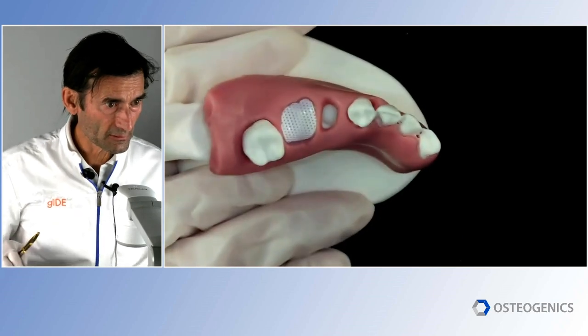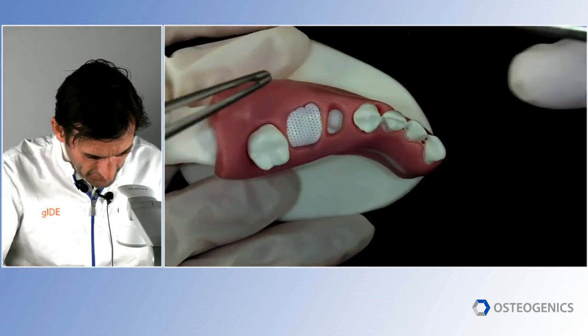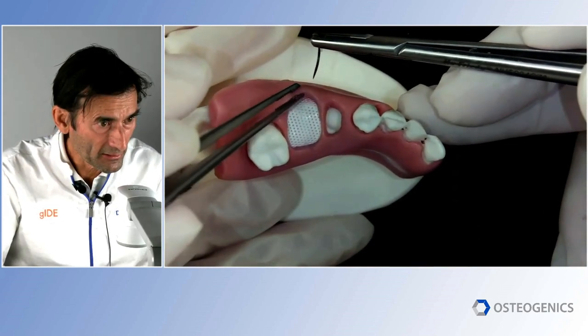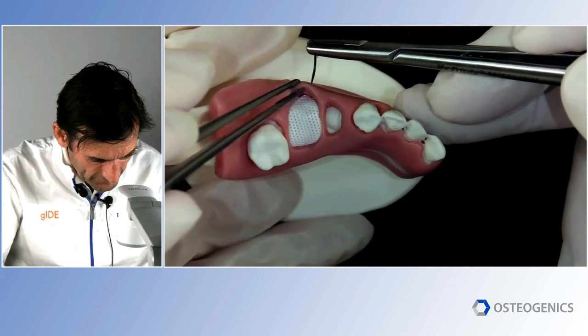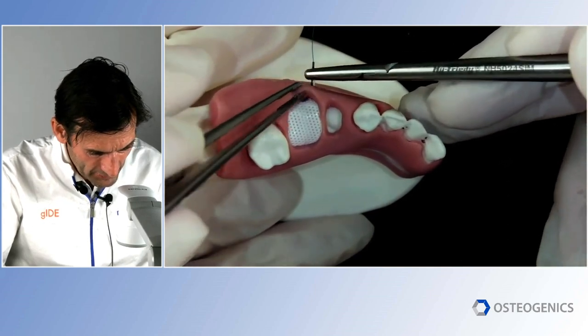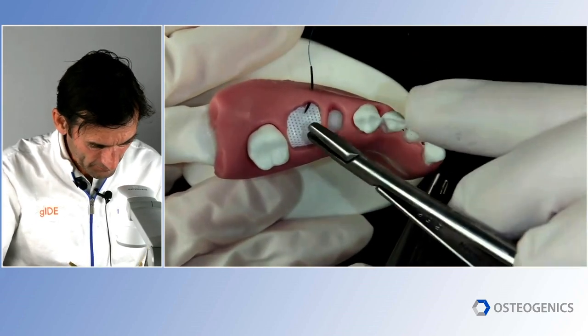Focus. Okay. And I just want to show you here a nice and easy suturing technique. So what I do is I come from the buckle. I'm taking my plier and I'm going full thickness. I don't go through the membrane. So I just go full thickness, right? It's quite a nice bite, maybe 3 millimeters.